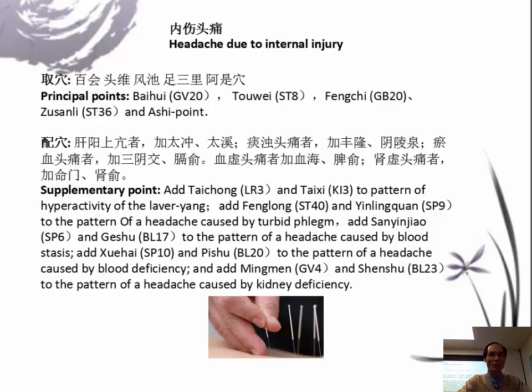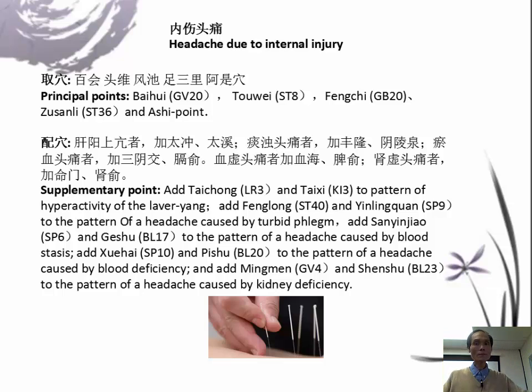How about the phlegm? If the cause is phlegm, what are you going to do? Of course, we find the 2 phlegm points. One phlegm point is ST40, Fenglong. Where is Fenglong? Find the middle between here, and the middle between here, you get here, and then 2 fingers from the middle of the bone. Here, this is ST40, Fenglong.